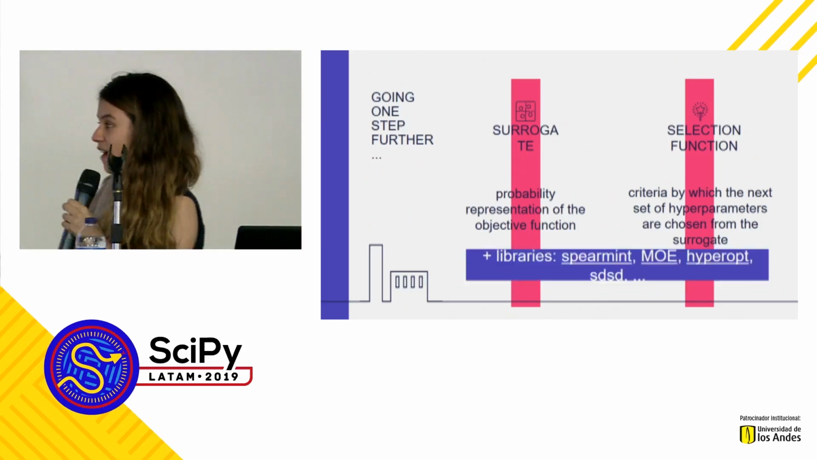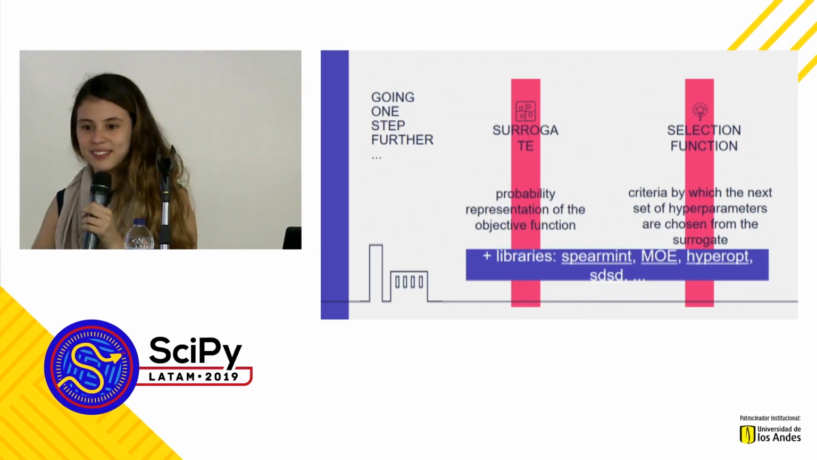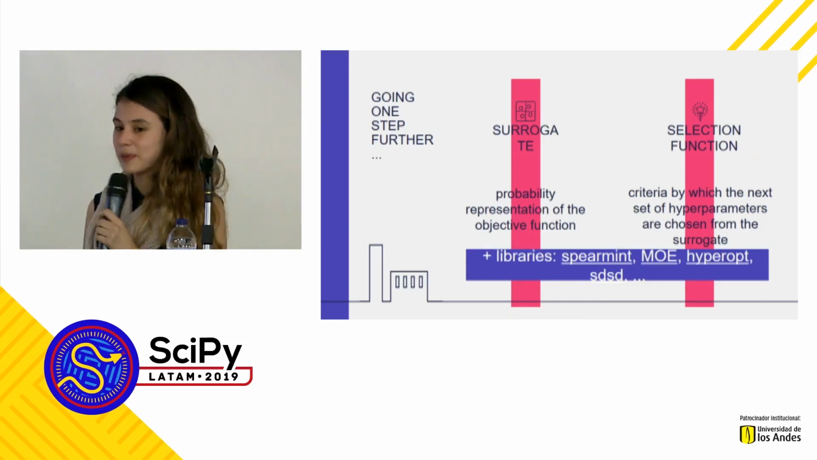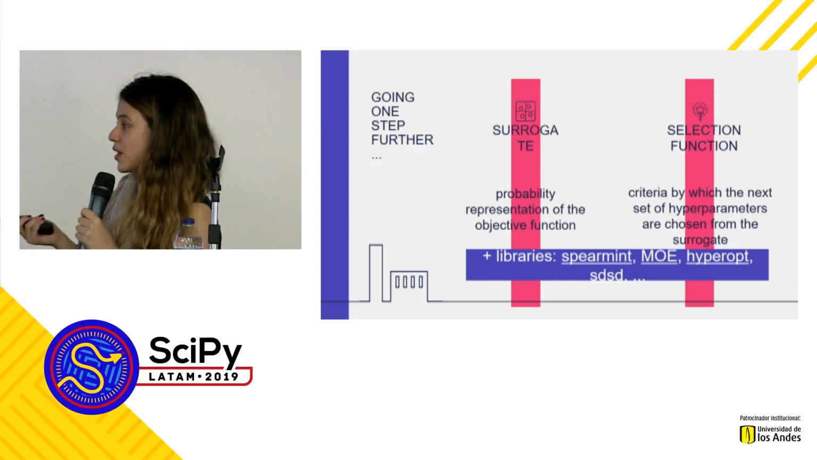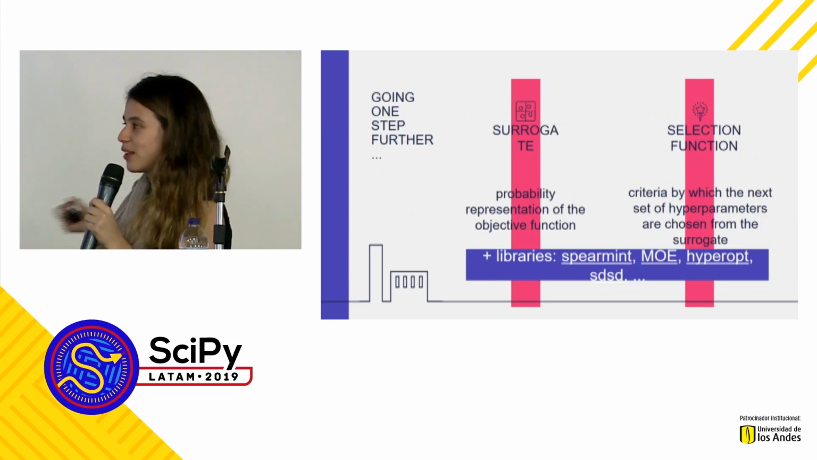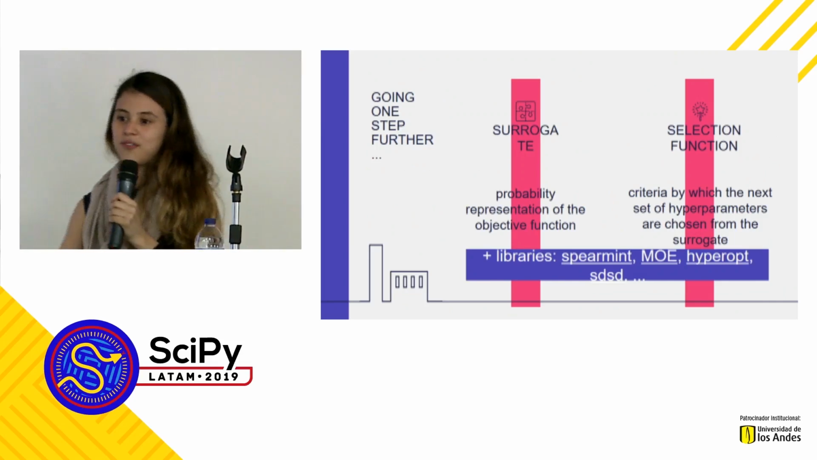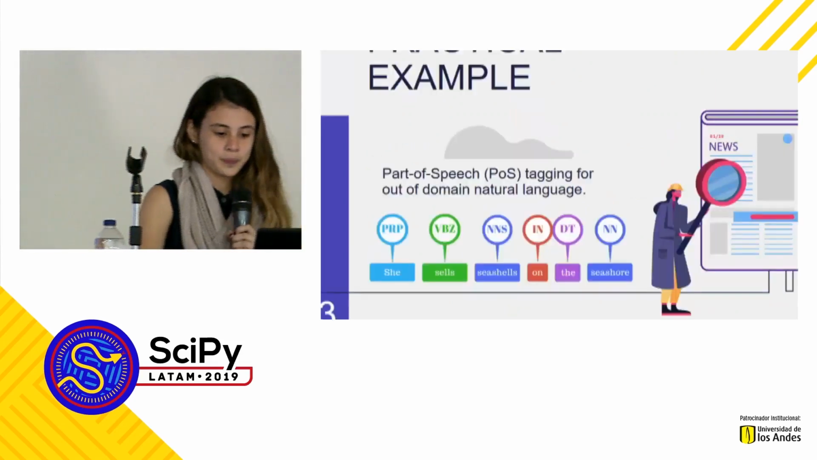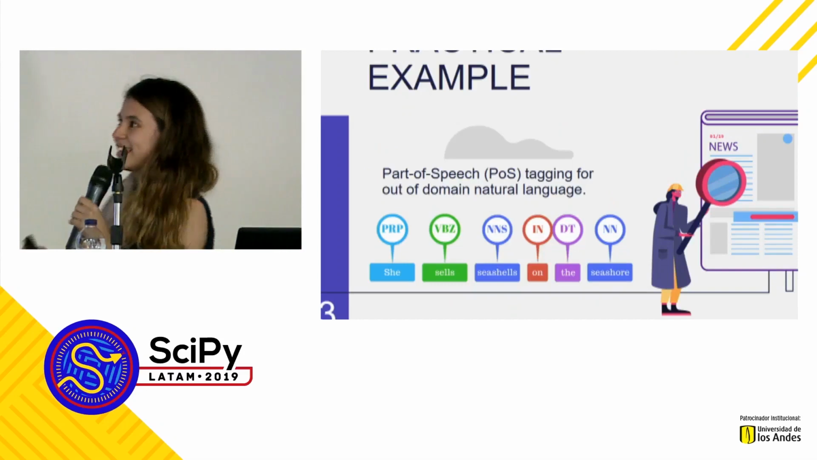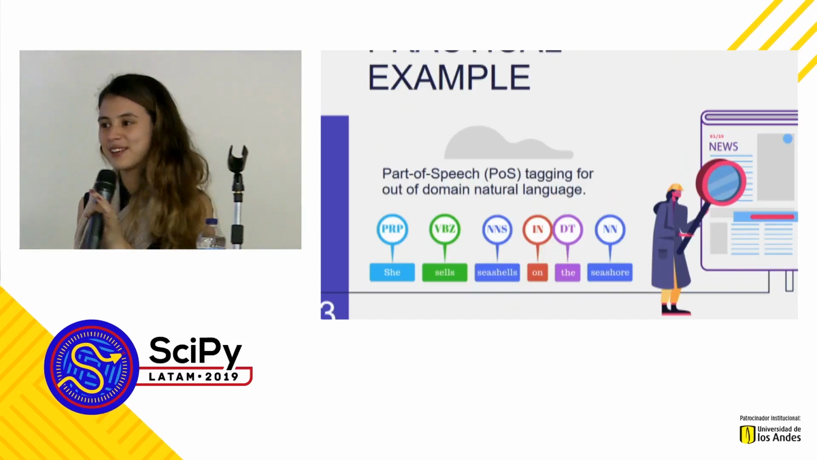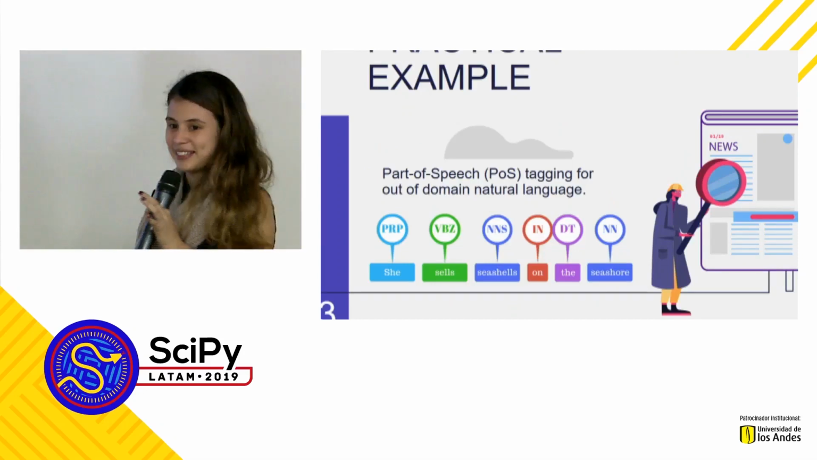And well, there are a lot of libraries in Python, so you don't have to start from the bottom. A lot of people have done a lot of work with this. So there's Spearmint, MOE, and a lot of different libraries that help you go this step further from the SciPy optimization. So let's put this into practice. It was a lot of theory, a lot of statistics. Let's think about a practical example.